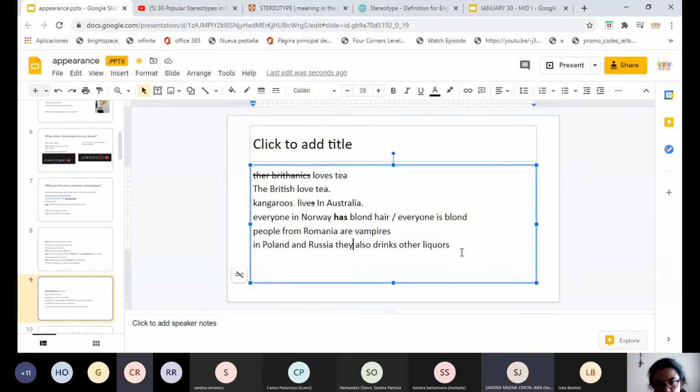Different to Russian or Russian? Without vodka. I would say, guys, if we keep it like this, I would say in Poland and Russia, but no they, I would say people. Also drinks. Drink. So drink. Right? In Poland and Russia, people also drink other liquors or other drinks. All right? And no drinks, only drink. Okay. And then we have in Japan, sushi is representative.